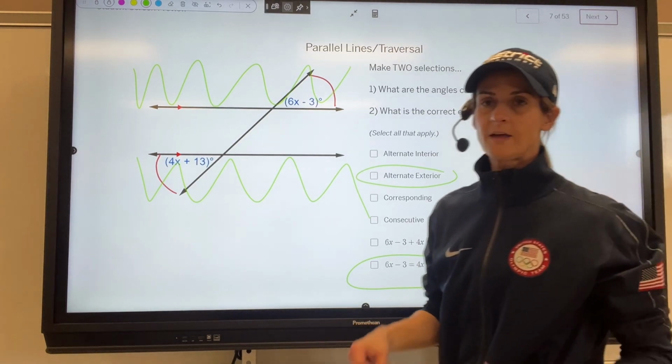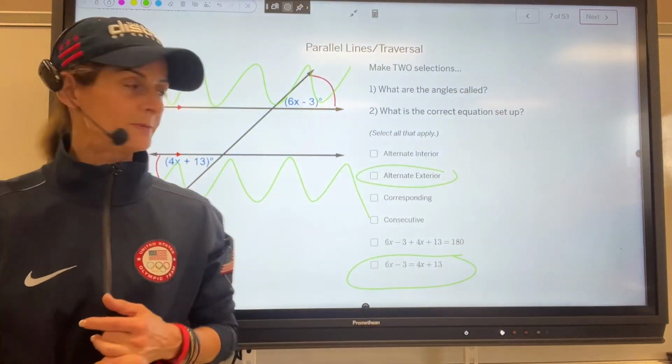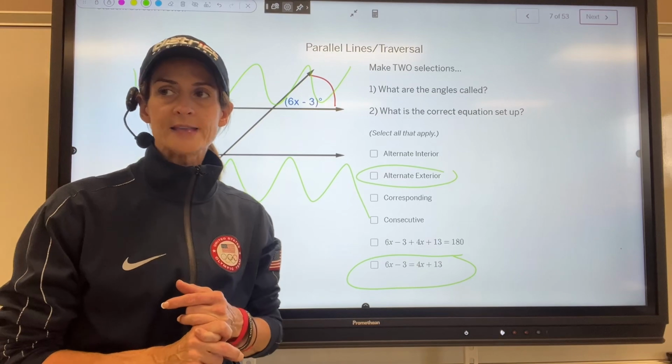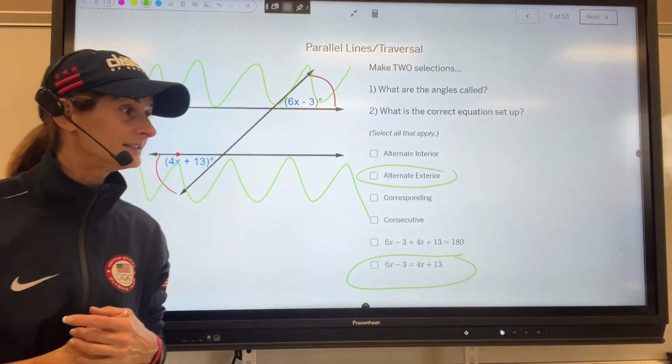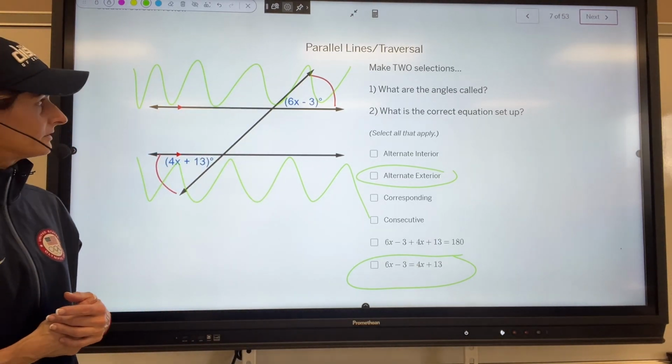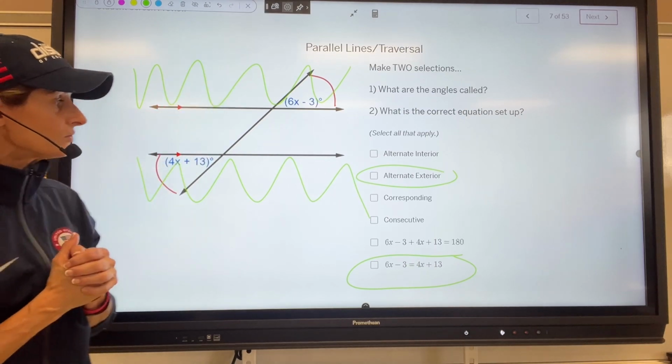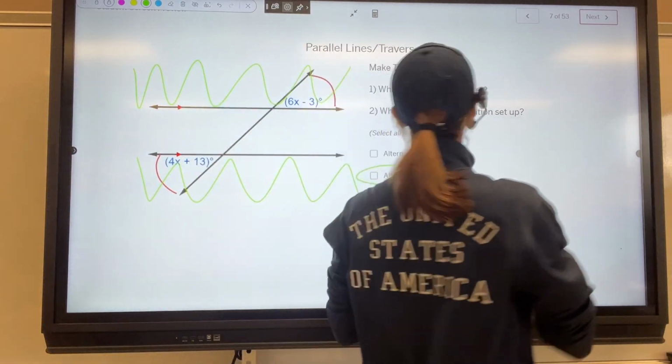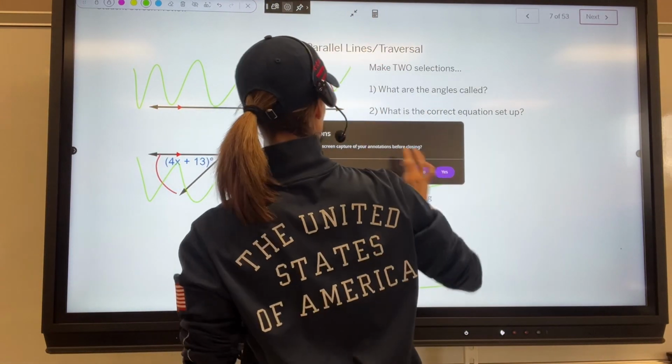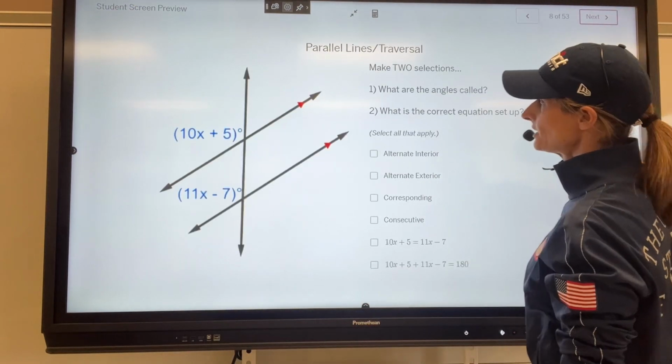I know we've been doing a lot of writing equations from diagrams. We've been doing a lot of two angles add up to 180, two angles add up to 90. Now we're gonna have two angles that could equal each other or they're supplementary in this lesson. We gotta figure that out based on the angle relationship.